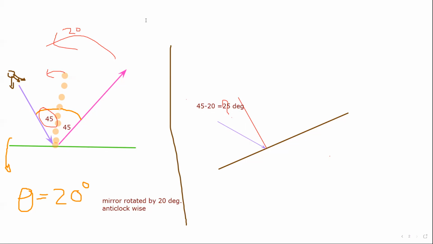Let's draw the second case. This is the angle of reflection. When the angle of incidence equals 25, the angle of reflection equals also 25. It will be the same. What about these two angles?